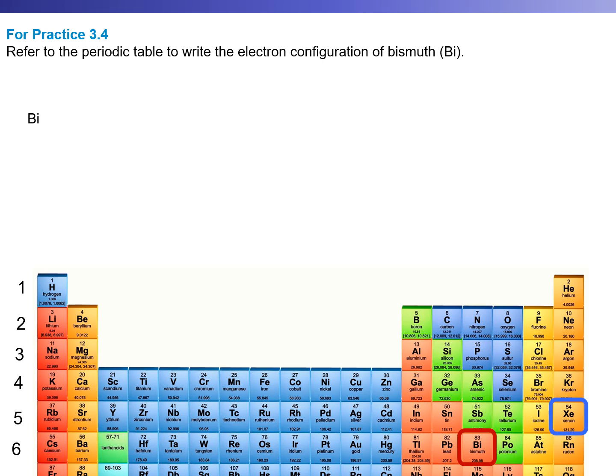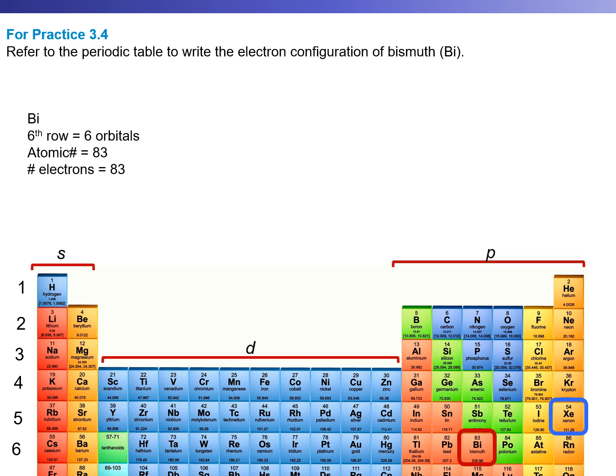All right, so if we look at what we've got, bismuth is in the 6th row, which means we have 6 orbitals we're going to have to populate. So we know right there it's going to get a little complicated. We've got an atomic number of 83, so 83 electrons that we need to account for. Because we're going to be using the periodic table and not actually counting the electrons, what we're going to be using is this information right here.